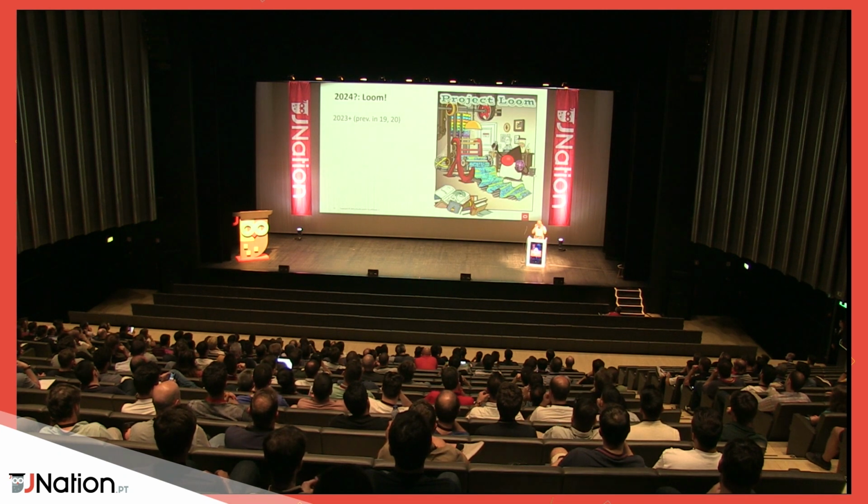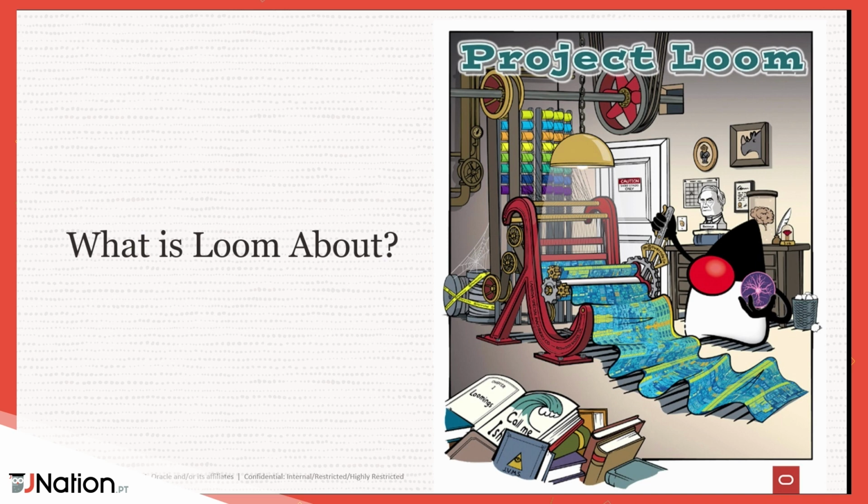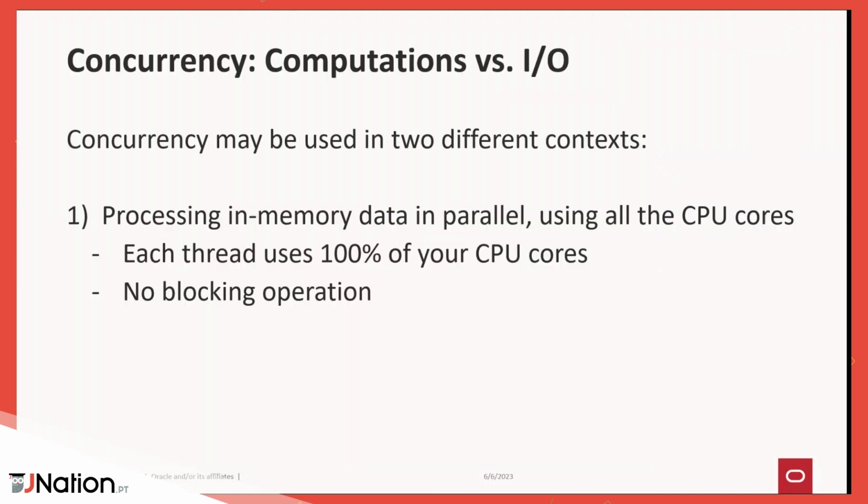Okay, so 2023, 2024, the Loom project, people have been working on that for more than 5 years now. It's really a huge engineering and research and development effort. It is there now because we have it in 21. What is Loom about? Well, that's quite interesting because you need to ask yourself why you are doing concurrent programming. Concurrent programming is hard to write and hard to debug. If you see that you have a race condition somewhere in your application in production, we all know that fixing this kind of thing is super hard.